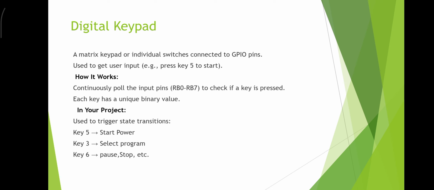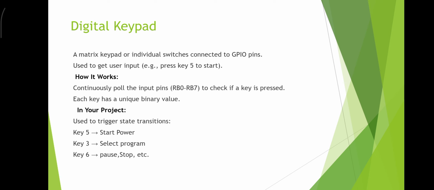The matrix keypad, or an individual switch, is connected to GPIO pins. It is used to get user input. For example, if we press key 5, it powers on or starts the machine program. How does it work? It continuously polls the input pins, RB0 to RB7, any of the pins between 0 and 7, to check if a key is pressed. Each key has a unique binary value.